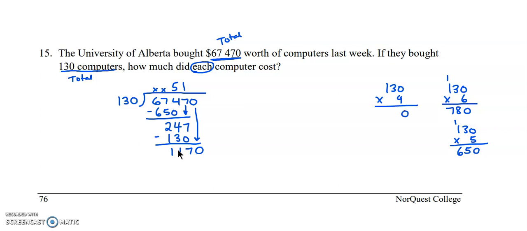9 times 0 is 0. 9 times 3 is 27. Carry my 2. 9 times 1 is 9. Plus 2 is 11. Oh, it's perfect. Look at that. So 9 is it. 9 times 130 is 1,170, so we don't have any change left over. We're going to have a 0 remainder. So 519 is the price. I'm going to make a sentence. Each computer cost $519.